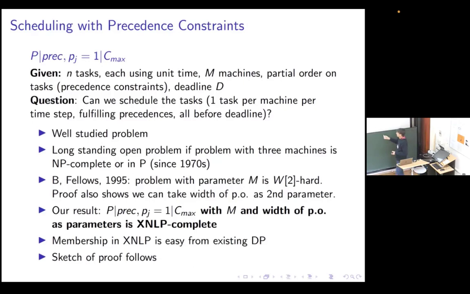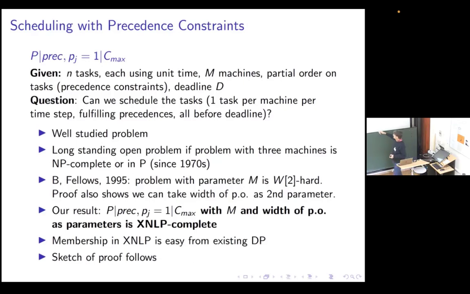And you can also show that you can take as a second parameter the width of the partial order, and if the width of the partial order and the number of machines are both parameters, then the problem is in XP with a quite straightforward dynamic program.